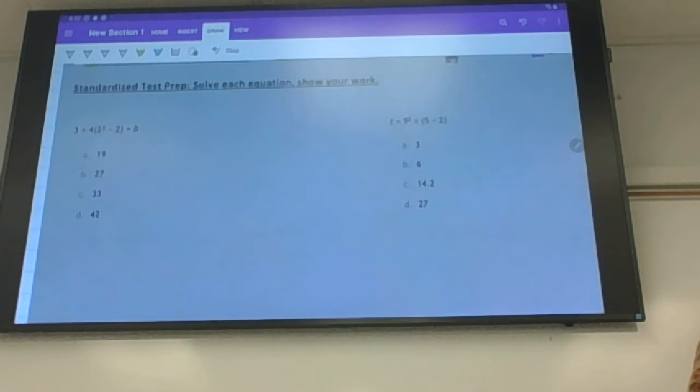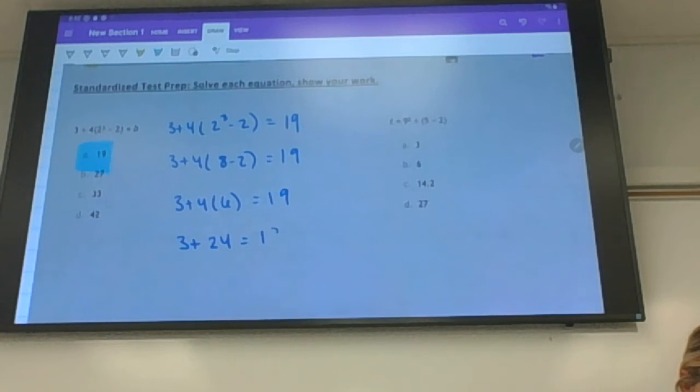All right, so let's plug in 3 plus 4, 2 to the third minus 2. First, I'll try 19. Does 19 work? 3 plus 4, 8 minus 2. I hear calculators. 3 plus 4 times 6 equal 19. Does 3 plus 24 equal 19? Does 27 equal 19? Oh, so 19 does not work.